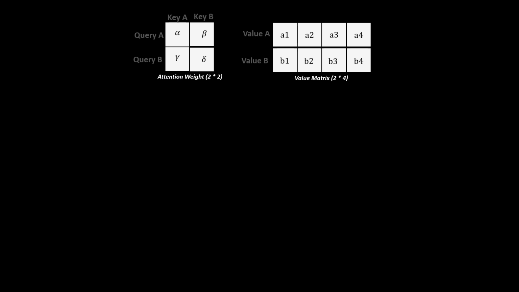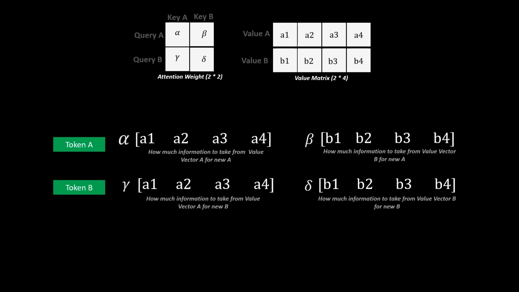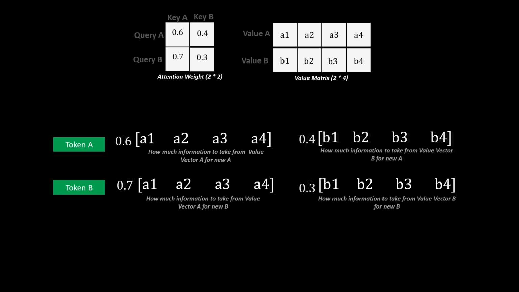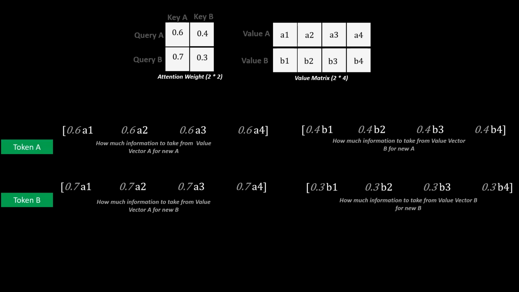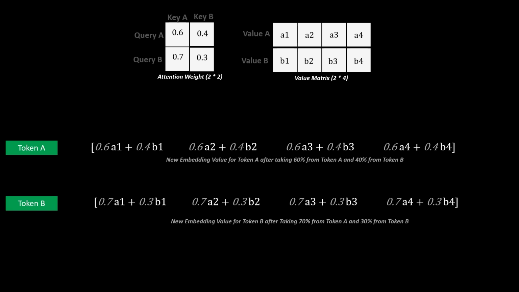Now that we have attention weights, we use them along with the value vector to compute the final embedding. Each token now uses its attention weight to determine how much it should take from other tokens. For example, token A assigns 60% weight to itself and 40% weight to token B. Token B assigns 70% weight to token A and 30% weight to itself. We take that proportion of the value vectors and sum them up to get the new representation for each token.